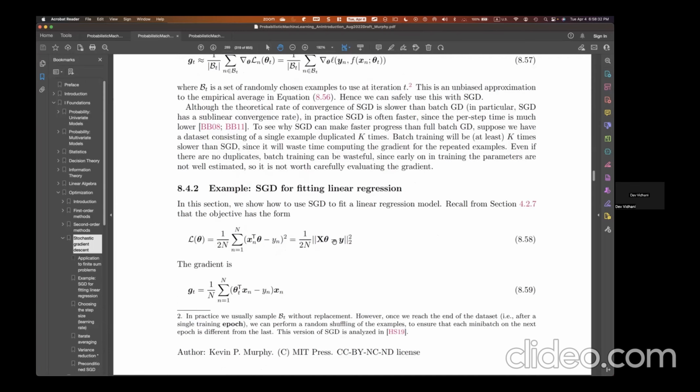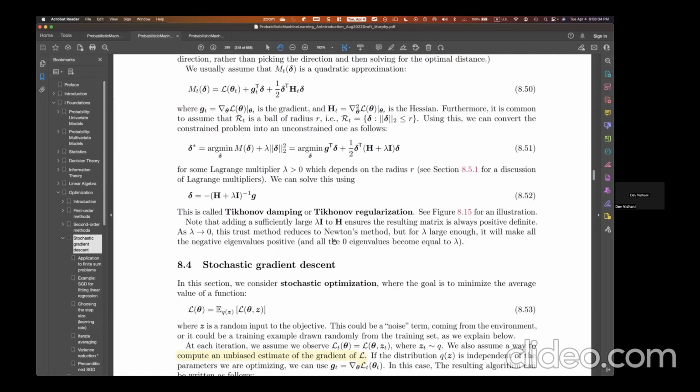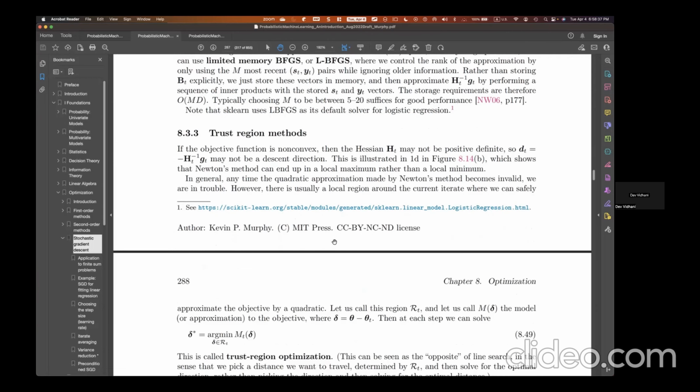Yeah, I don't know where that figure is. I didn't go through this book completely. Just this 8.4 section is what I did.